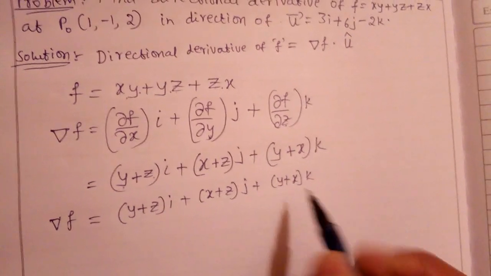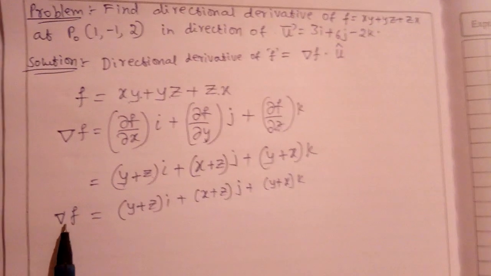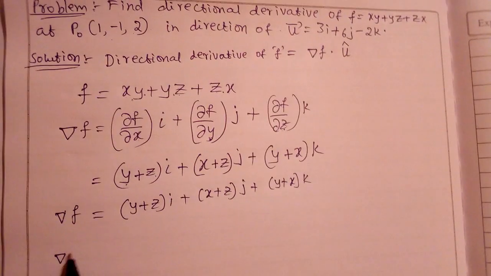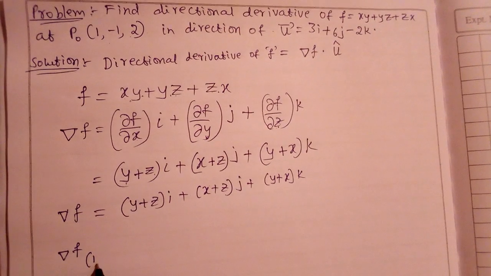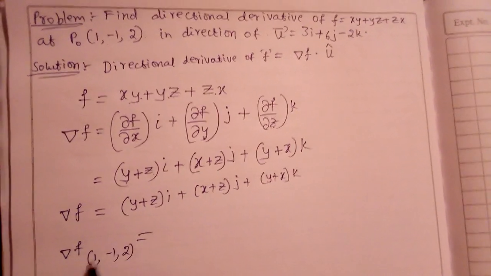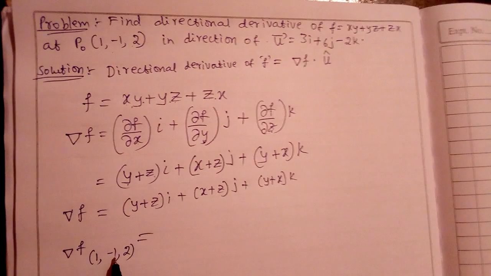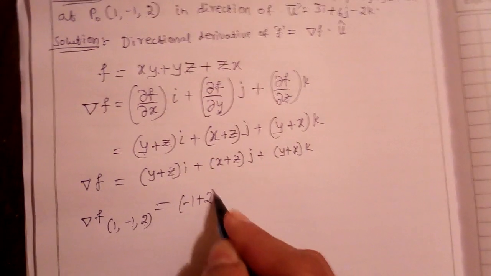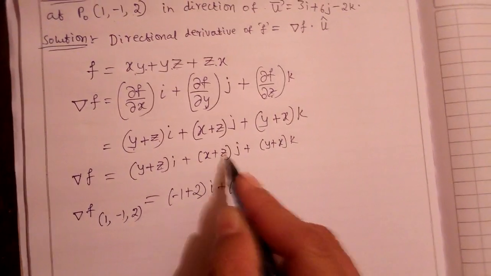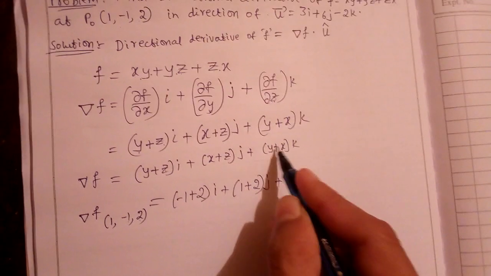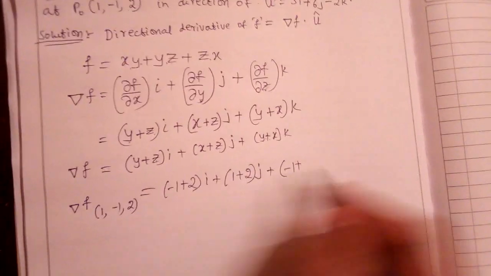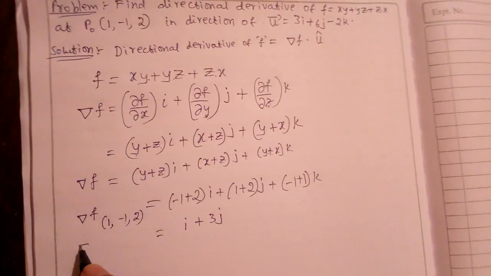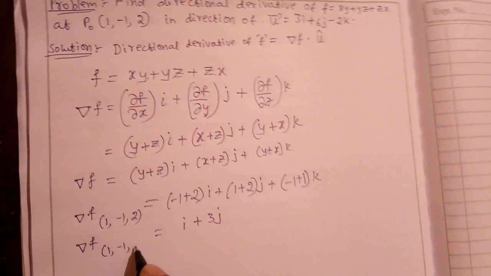Now we find the gradient vector of f at the given point P0(1, -1, 2). That is, the gradient vector of function f at (1, -1, 2) is equal to: we put 1 in place of x, -1 in place of y, and 2 in place of z. So in place of y is -1 and in place of z is 2, times i, and in place of x there is 1 and in place of z there is 2, times j, plus in place of y -1 and in place of x 1, times k. Now this becomes i + 3j. This is the gradient vector of function f at the point (1, -1, 2).